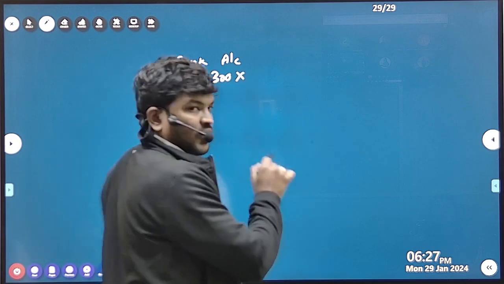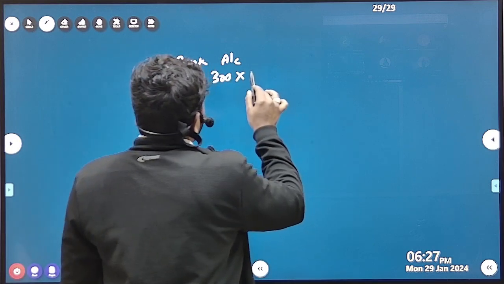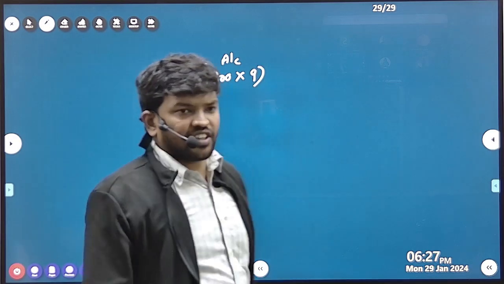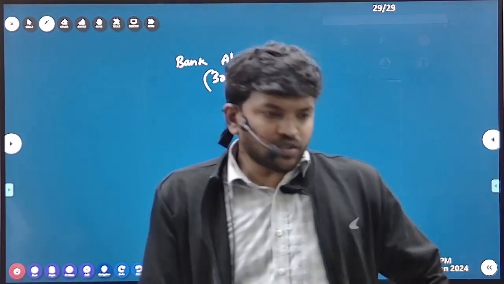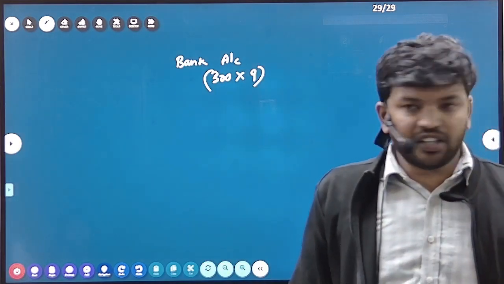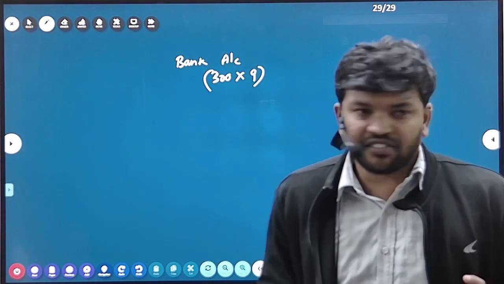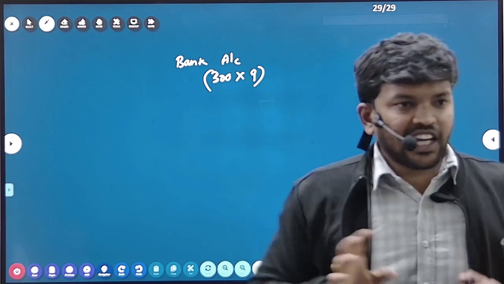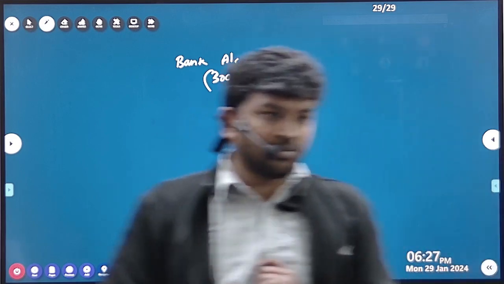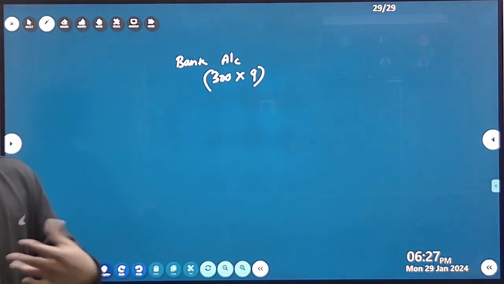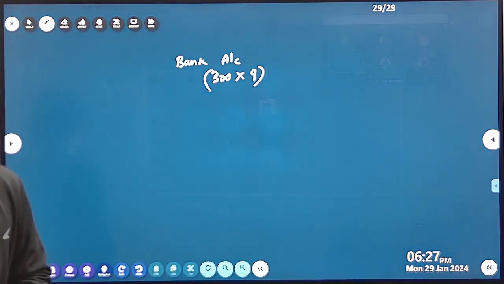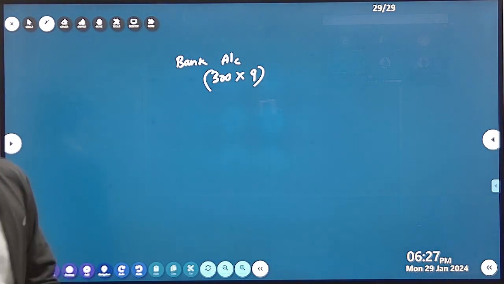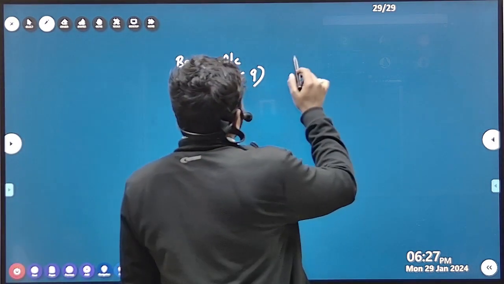300 into 9 rupees. Yes or no? I'm passing a consolidated entry. Because everything has already been called: application money they have received, allotment they have received, everything. So they will not go on installment basis again for the reissued shares. They will collect all the amount in lump sum. So 300 into 9, how much is the amount?